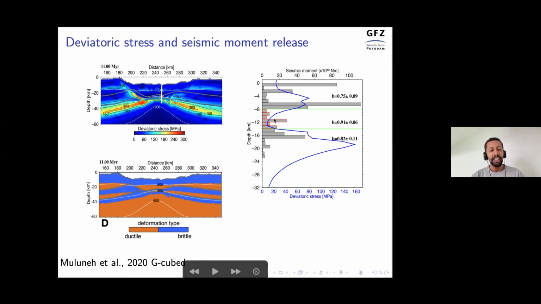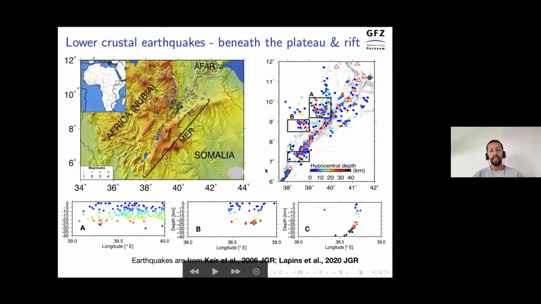Everything was good. Just a couple of days after our paper was published, or maybe a week later, a group of scientists from the UK published a new paper, and they reported lower crustal earthquakes in the main Ethiopian Rift. If you see this one, we don't expect any seismicity because the deviatoric stress is very small, and we didn't see any earthquake in this part from the earthquake catalog we used. So we try to explain the lower crustal seismicity.